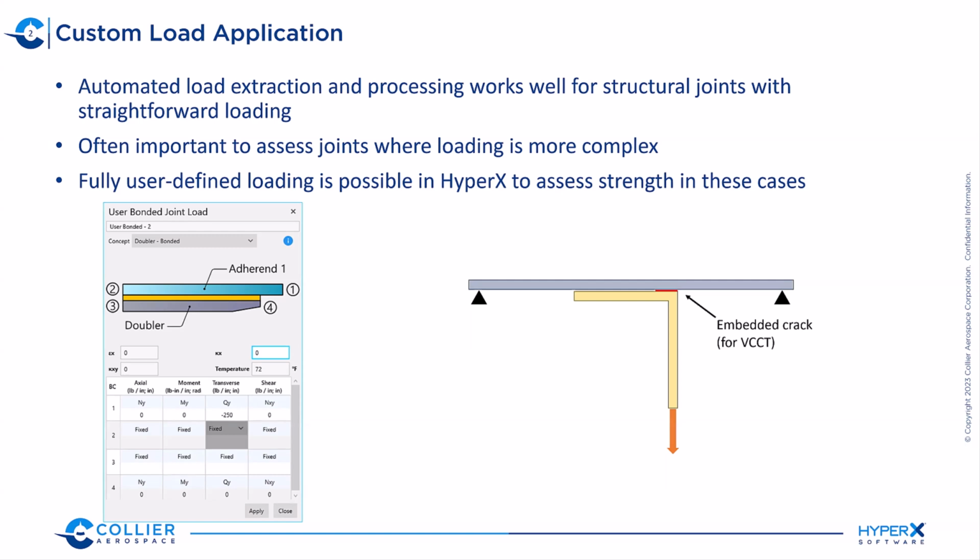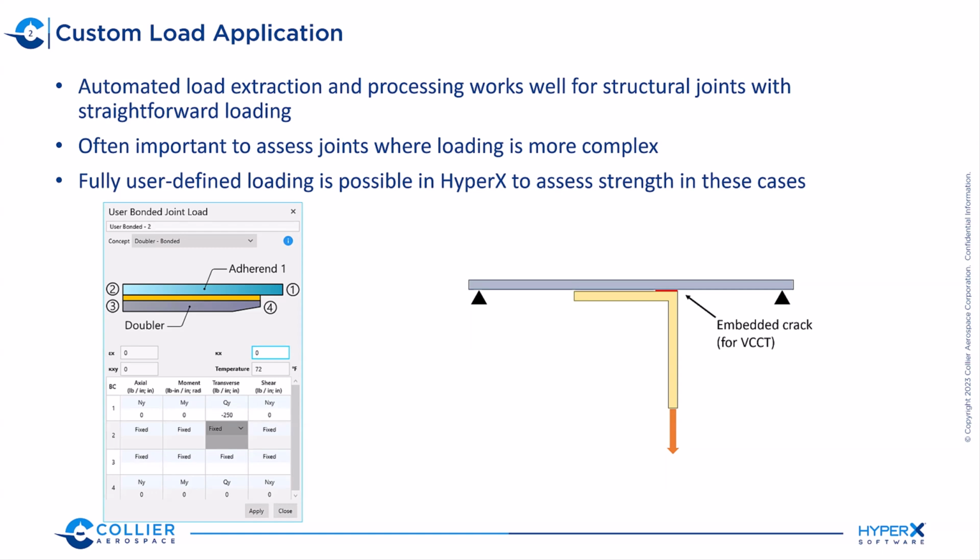And that would be things like structural lap joints, or tension under bonded reinforcements, things like that. But it is also important to be able to assess joints where the loading is more complex or where the boundary conditions are not as obvious for the software to infer automatically. And in these situations, we do allow the user to fully define the forces and boundary conditions that are applied to the joint just arbitrarily and use that to assess strength in these cases.